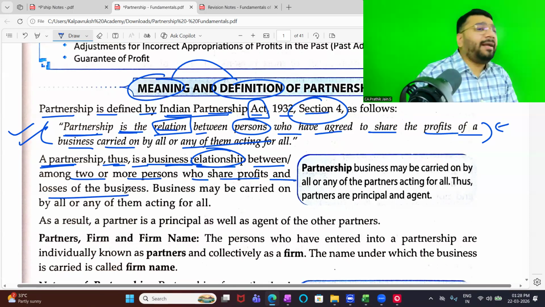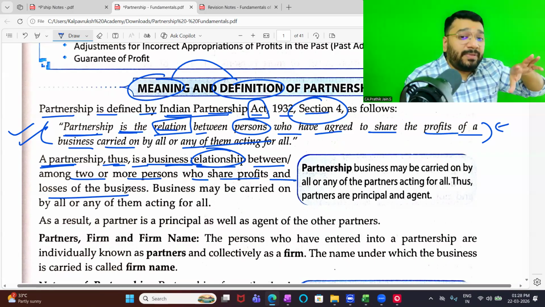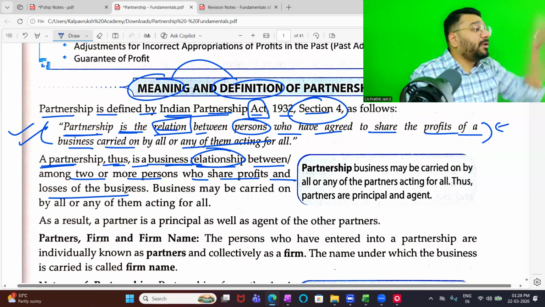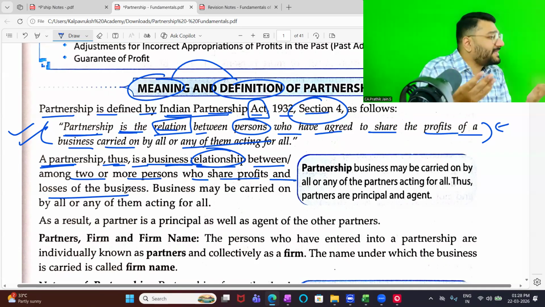Understand, partnership means there are two or more people. One person means not partnership; one person means sole proprietorship business. So for a partnership business, you should have a minimum of two or more people. What is the intention for two or more people to come together? To do business. In partnership, we talk about business.